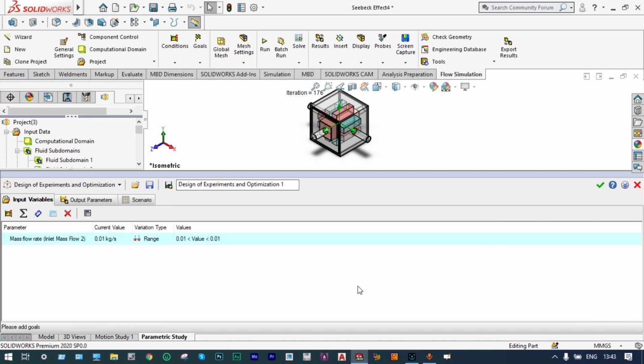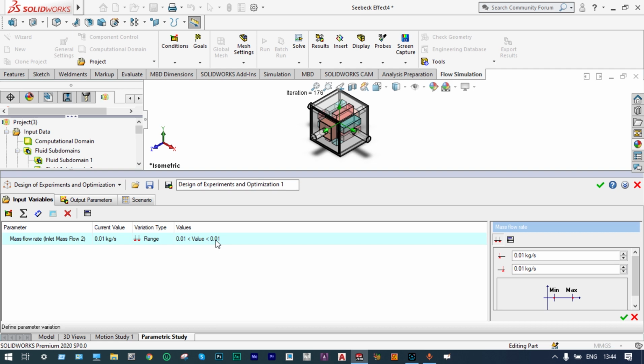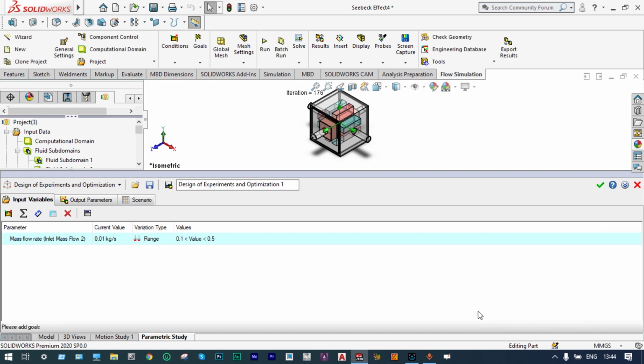Green check. Its value was initially 0.01 kg per second. Now in this analysis we want to increase the mass flow rate of liquid nitrogen. So we have to vary this level. Let us change the level from 0.1 kg to 0.5 kg, and let us see the difference. We have varied the range of liquid coolant mass flow rate.